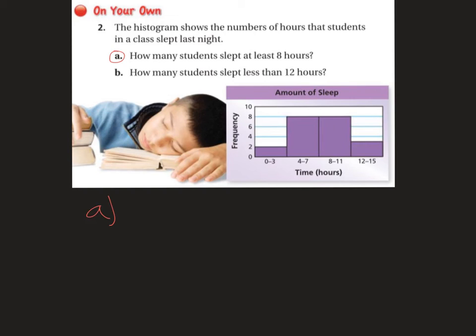Okay, so if you look at question A here, we're looking for students that slept at least 8 hours. So at least means we have to have 8 or more. At the very least, they slept 8, but they could have slept more than that. So we're going to look at all these numbers that are over here. We could see we have 8 students that slept 8 hours right here. And if we look here, about 3 students, if we come across right here, this is about 3 students. So we add 8 plus 3, and we get 11. So 11 students slept at least 8 hours. Good. Getting plenty of sleep.